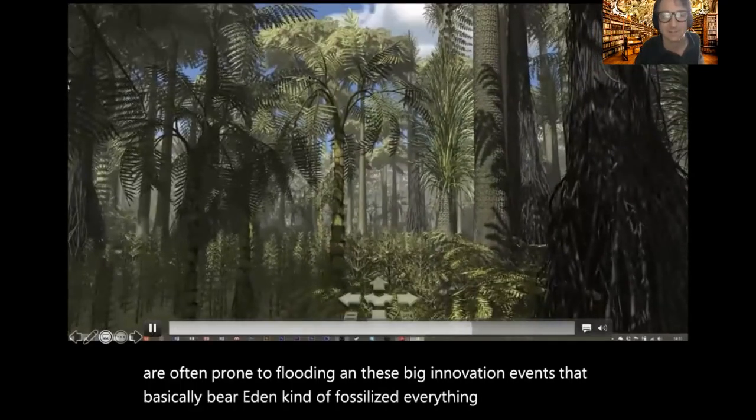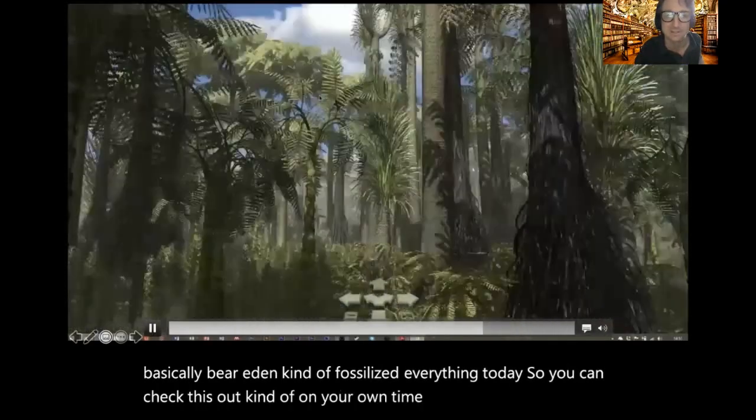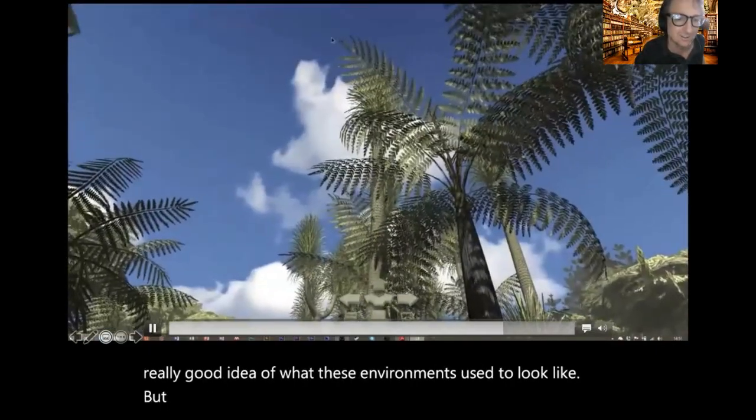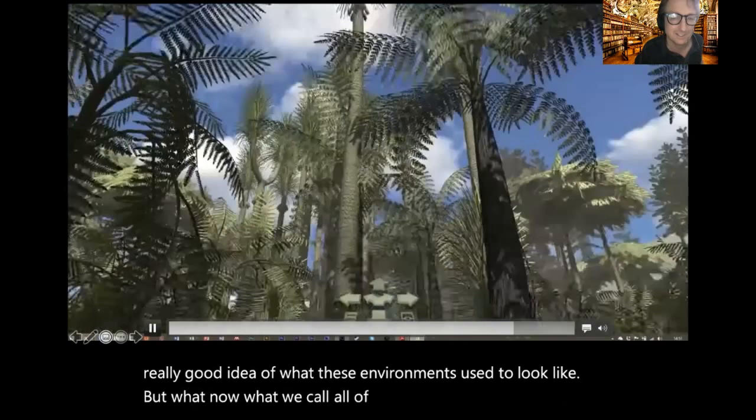So you can check this out on your own time, but we have a really good idea of what these environments used to look like. But you know what we now call all of this vegetation?